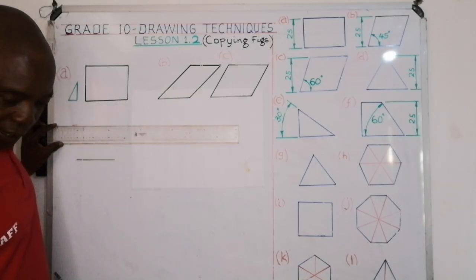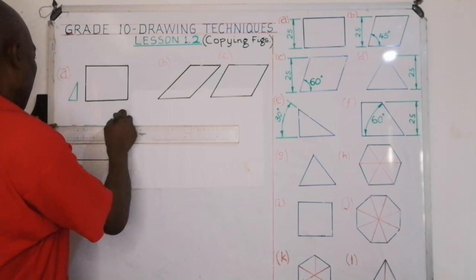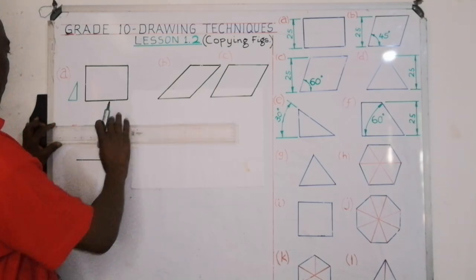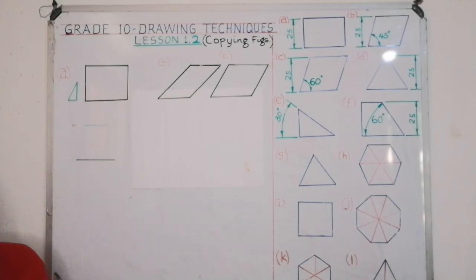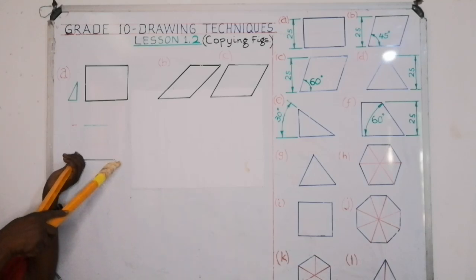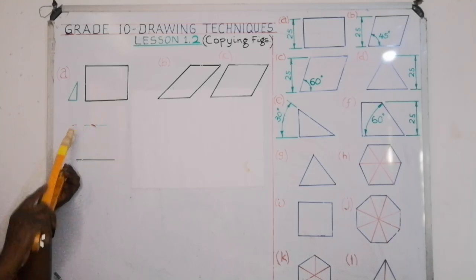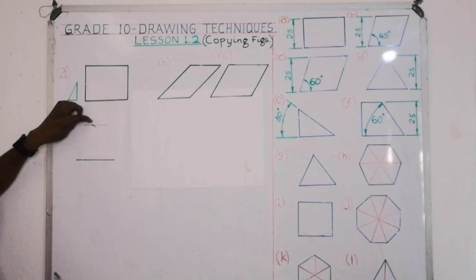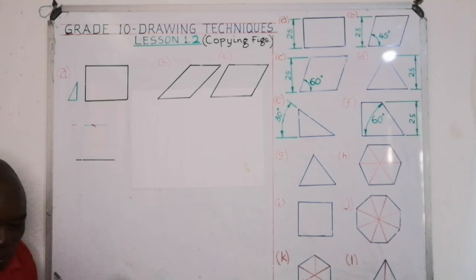Let me use green this time. The red is gone completely. I'll just draw height of 25 there. And then I use the given side. I use this given side here. And then I just strike an arc there. So it means that is now the apex. So I join a line from here to there, from here to there. And I've copied my drawing.